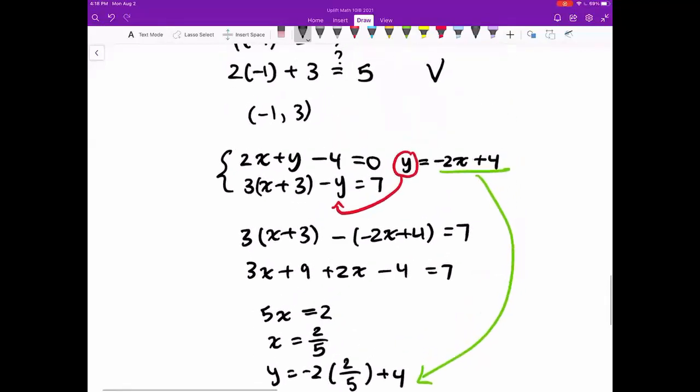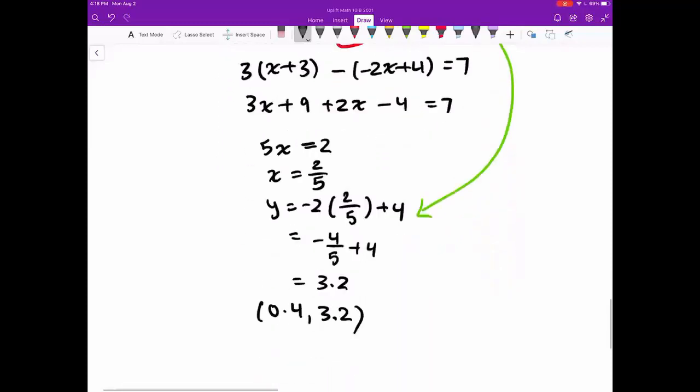And in some cases, if it's easier to isolate the x, you could also isolate the x. But usually you isolate the y.